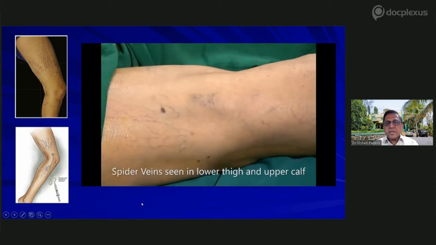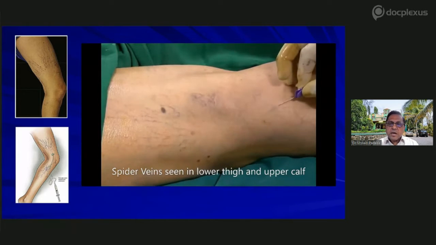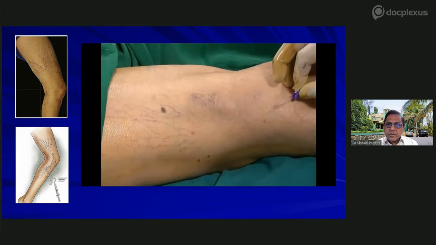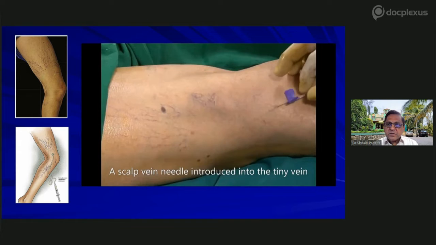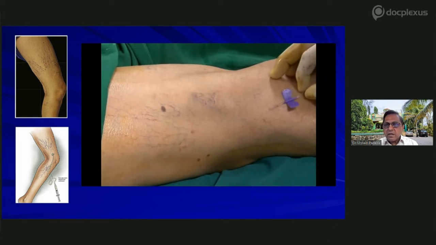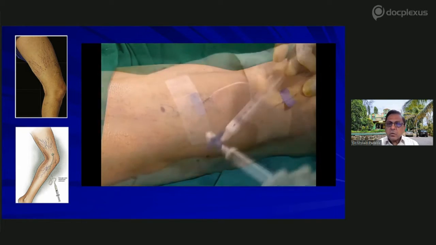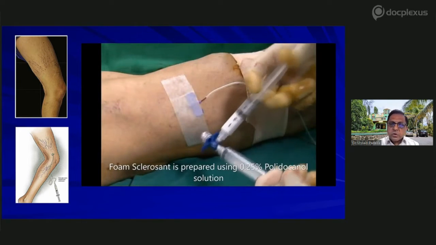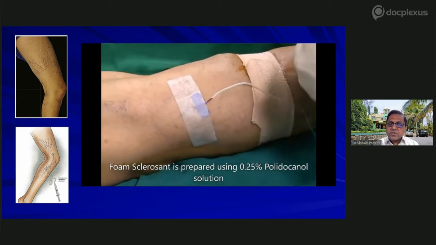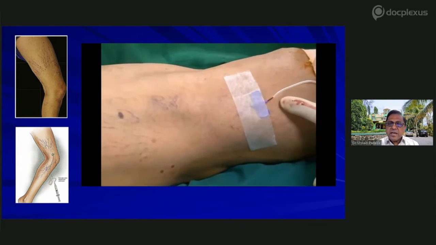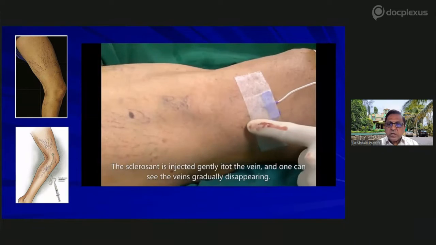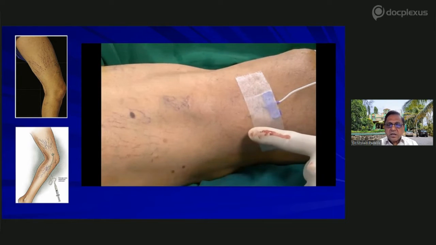So you can see here the patient's calf and the lower thigh, and you can see multiple reticular and spider veins. We use a very thin scalp vein needle, which we put inside, or we can use a needle. And once we are inside the vein, you will see a little bit of blood coming back. Once you do that, then we prepare this foam solution with 0.25% polidocanol solution and very gently inject it into the vein.